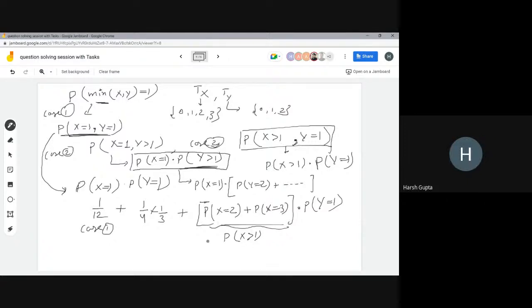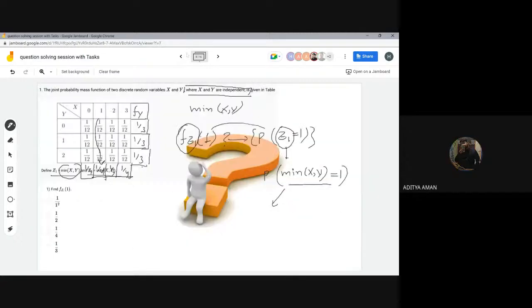So 1 by 4 plus 1 by 4 is 1 by 2, right? And multiply by 1 by 3. So 1 by 2 times 1 by 3 is 1 by 6. I'm just adding these two: 1 by 6 plus 1 by 6, and that is 1 by 3. Is it correct? Yes, sir. 1 by 3.